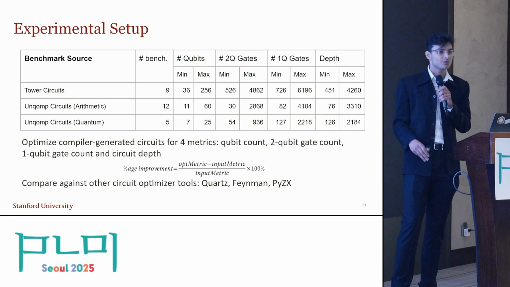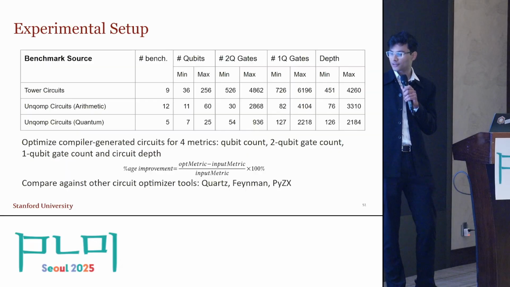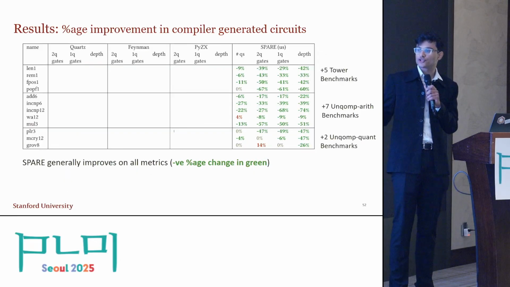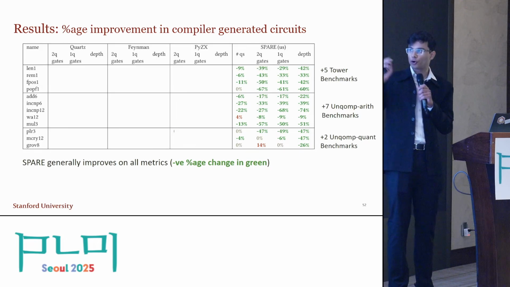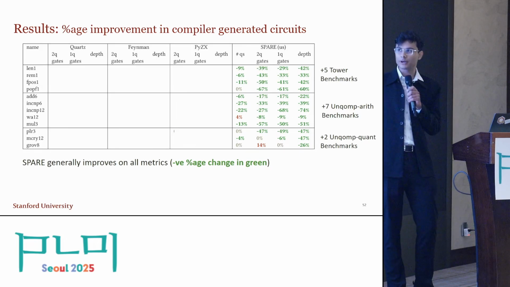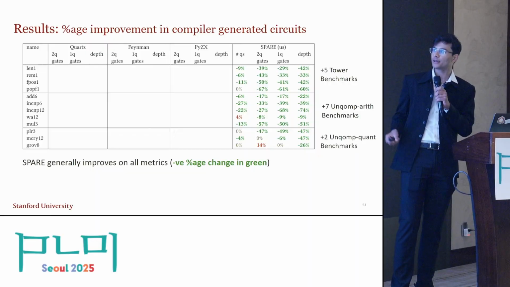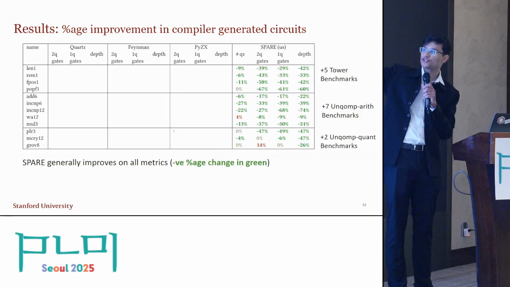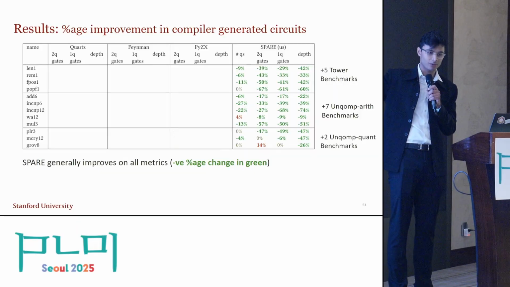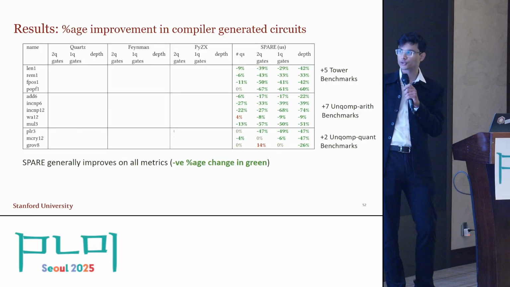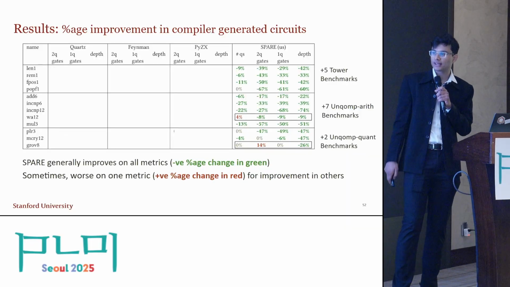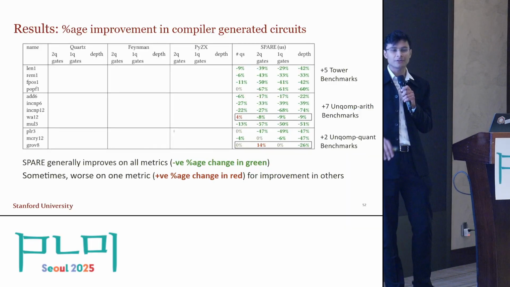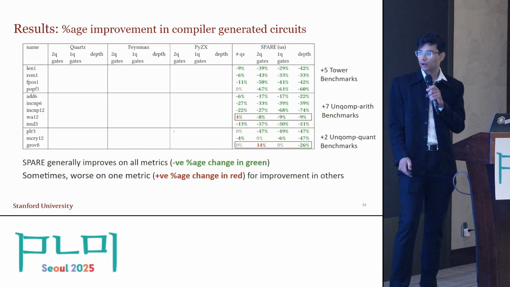We compare against various other circuit optimization tools that are out there. And we find that Spire generally improves upon all metrics for all the benchmarks we were evaluating. These are just a subset from the paper here, and there are more in the paper. All the negative percentage changes show what percentage amount we were able to reduce the original circuit. And there are some cases where we are slightly worse on one of the metrics to get an overall improvement on all the others.